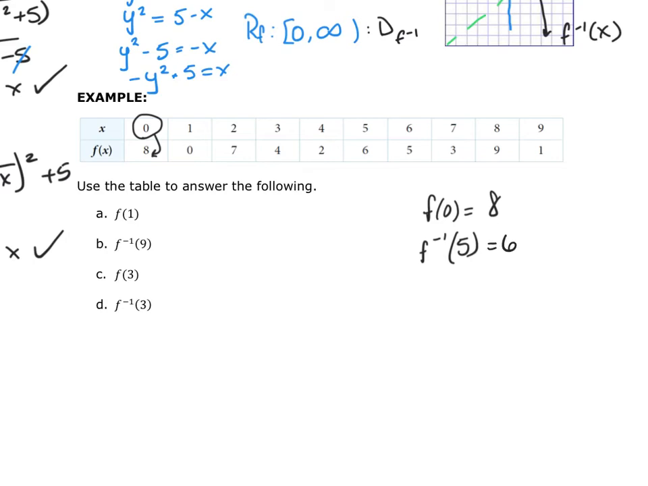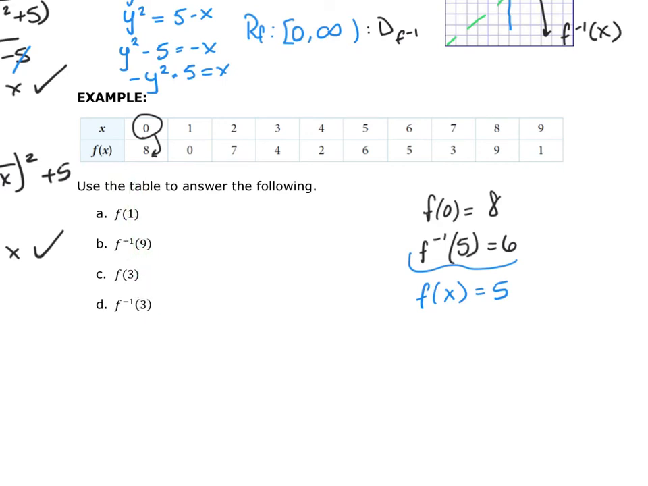This is similar to saying f of x is equal to 5. Find the x that gives me 5. So those are equivalent. So over here, which I'm going to have you all do, if I'm asked for f of 1, then I just find 1 and find the output. But if I'm asked for f inverse of 9, then I'm going to go in my f of x row to find 9 so I can figure out what x produced that 9 as the answer.